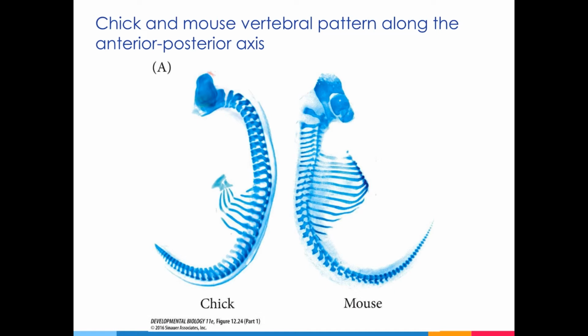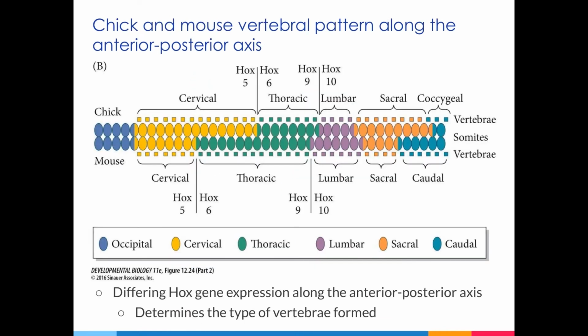If you look at the skeletons of the chick and the mouse, which are shown here, you can see that the chick has more cervical vertebra and less thoracic vertebra, and the mouse has more thoracic vertebra and less cervical vertebra. This diagram represents the different types of vertebra in the chick and mouse, along with the patterns of expression of the different Hox genes. As you can see, the chick has 14 cervical vertebrae while the mouse has 7.